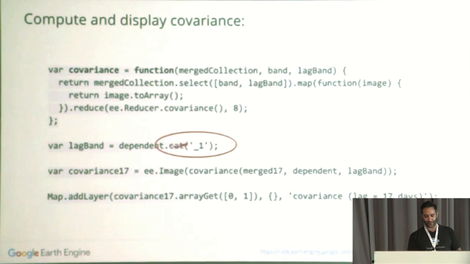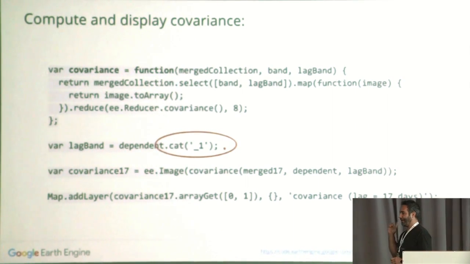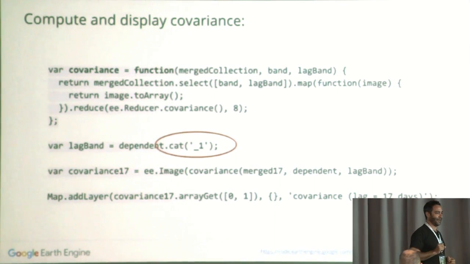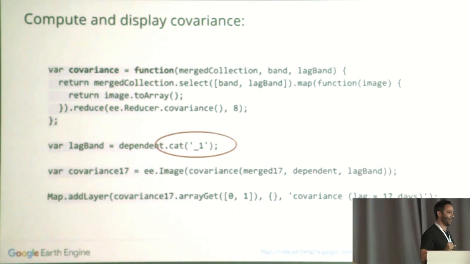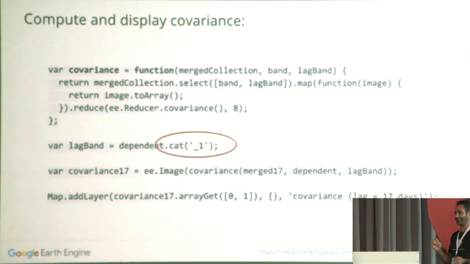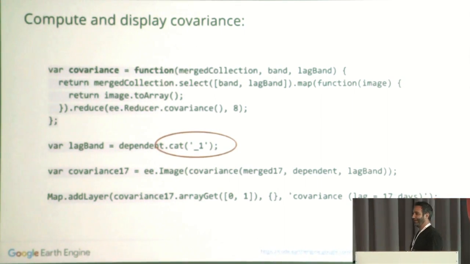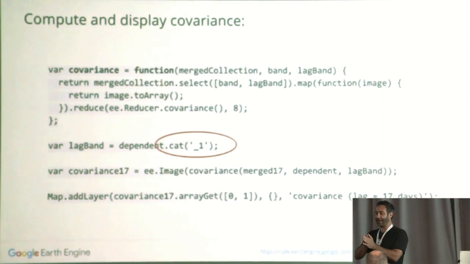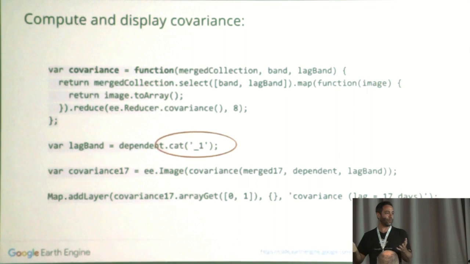Okay? So first of all, I'm just calling the lag band, the dependent band, which again is NDVI, with underscore 1 appended to it. Now, there is a nasty logic bug in here that got somebody who was doing my lab, and they posted on the forum, oh, it doesn't work. I changed something and it doesn't work. And what they'd changed was the lag days. So they said, my lag days are no longer 17, getting you one image.